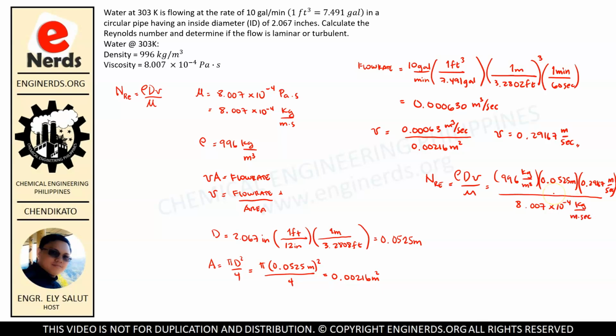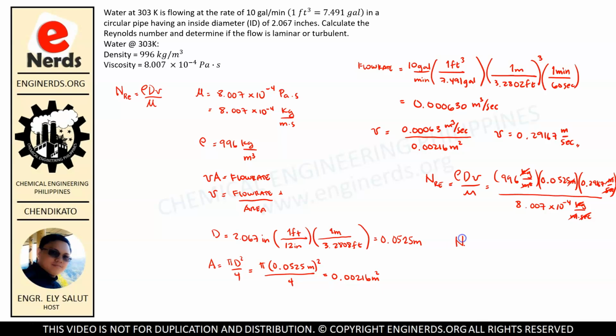Okay, so check natin kung makakancel lahat ng ating units. Cancel ang ating kilogram. Cancel ang ating time, which is second. And then, yung ating cubic meter will be cancelled out because we have from our diameter, from our flow rate, in our velocity, I mean, and from our viscosity. So, all of our units are cancelled out.